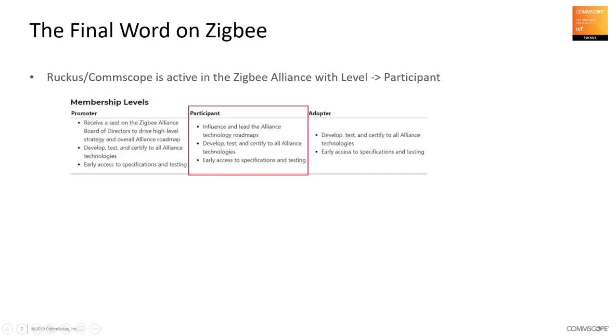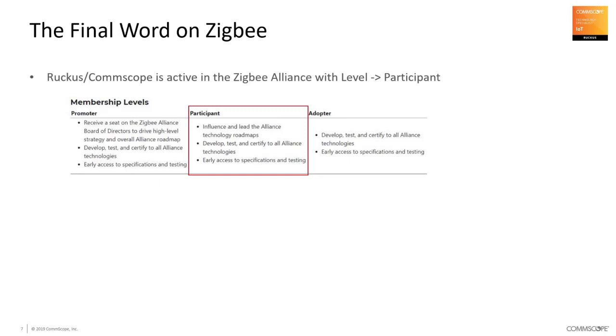So one final thing on Zigbee is Zigbee is an alliance. It's a conglomerate of a number of global partners and companies that are working together to define the Zigbee capability standard clusters and working together to increase the adoption. CommScope is a very active member of the Zigbee Alliance. We are a participant level active member, which means that we are actively involved in the technology roadmaps. We're developing the test and certification for the technologies, and we get early access to all the specifications and the testing code.